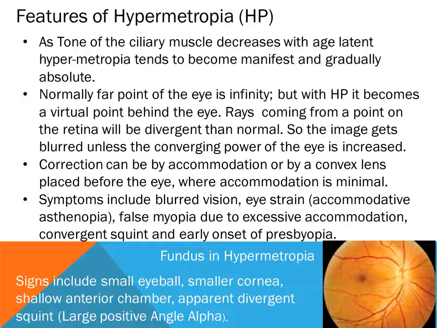Symptoms include blurred vision, eye strain due to accommodative asthenopia, false myopia due to excessive accommodation, convergent squint, and early onset of presbyopia. The image shows the fundus in hypermetropia. Signs include small eyeball, smaller cornea, shallow anterior chamber, apparent divergent squint, that is, large positive angle alpha.